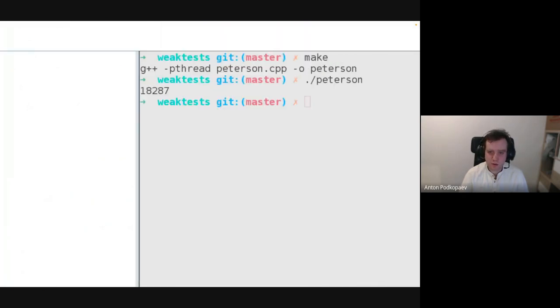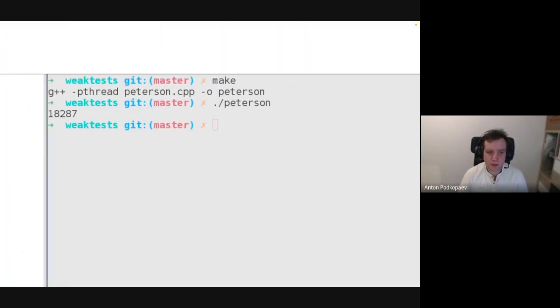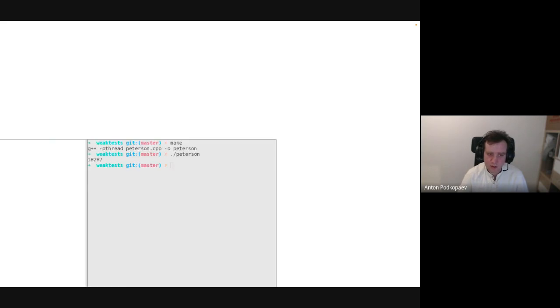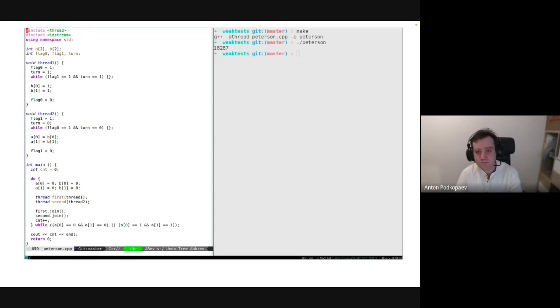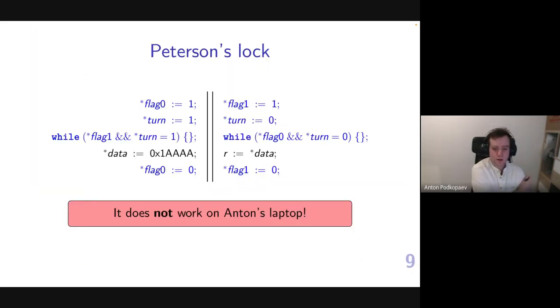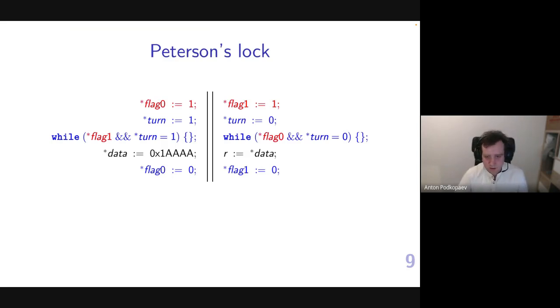However, if we execute it, we may see that it terminates after 18,000 iterations. So something is wrong, and we'll need to understand what is going on there. And actually, the problem is kind of related to these accesses to flags, to flag 0 and flag 1.